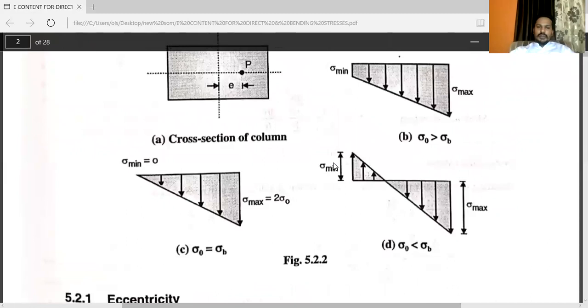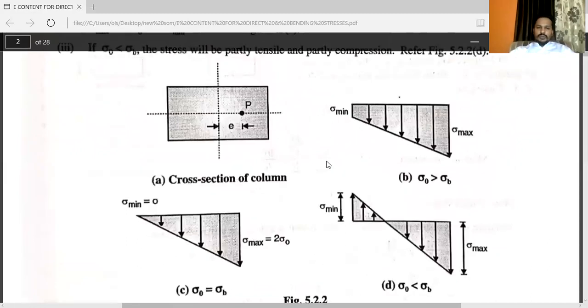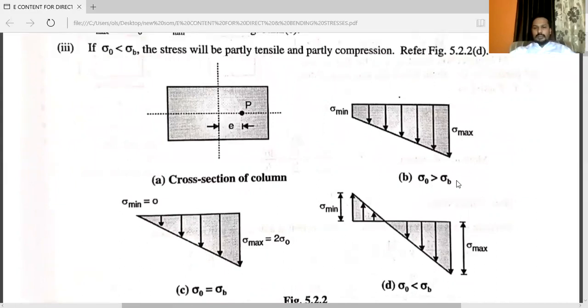Three conditions are very important. First one is just the cross section of the column. This one is the first case. In the first case, sigma naught is greater than sigma b. The second case, sigma naught is equal to sigma b. This one is sigma naught is less than sigma b.